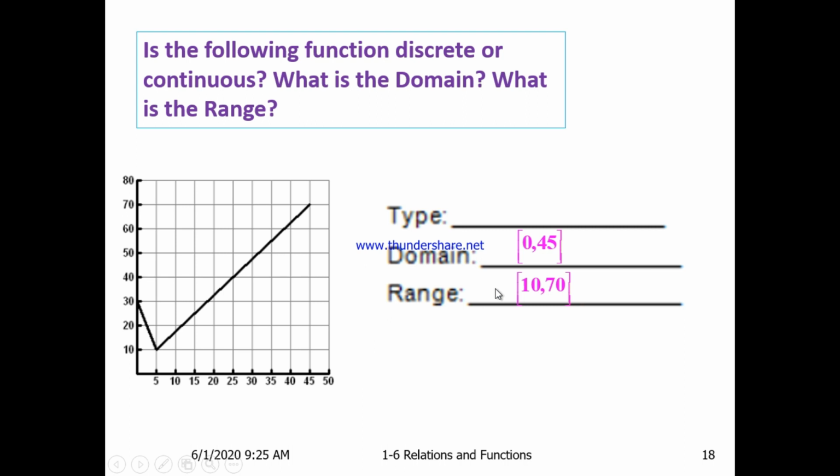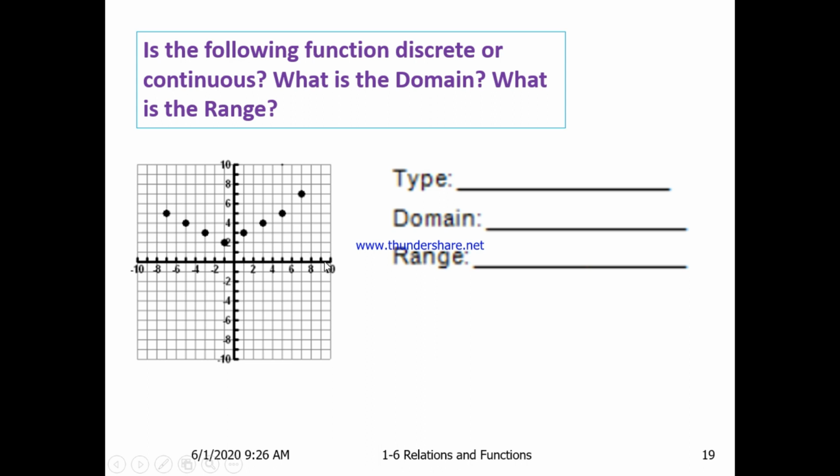Here, this is continuous. The domain would start from, since this is the x-axis here and this is the y-axis, so the domain starts from 0 to positive 40. From 0, it starts here from 0 to positive 45. That is our domain. Whereas the range starts from 10 to 70.